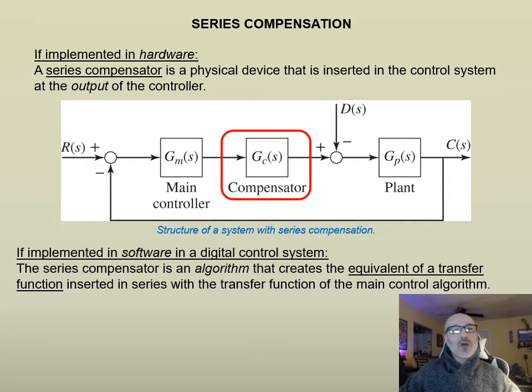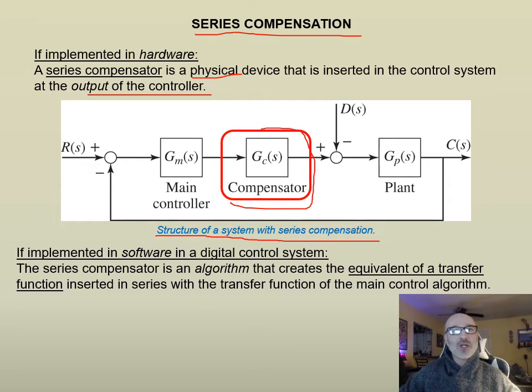So let's take a look at our series compensation. If we implement this in hardware, a series compensator is going to be a physical device that's going to be inserted in the control system at the output of the controller. If we look down here at the structure of a system with series compensation, you can see the compensator right here circled in red coming right after our controller. Again, this is a physical device that's inserted in the control system at the output of our controller.